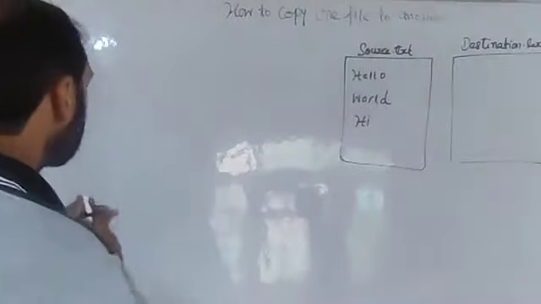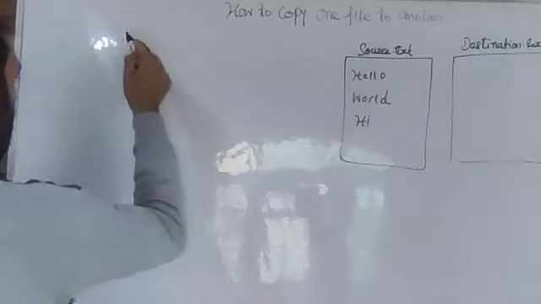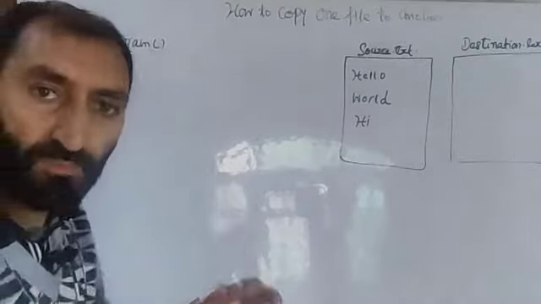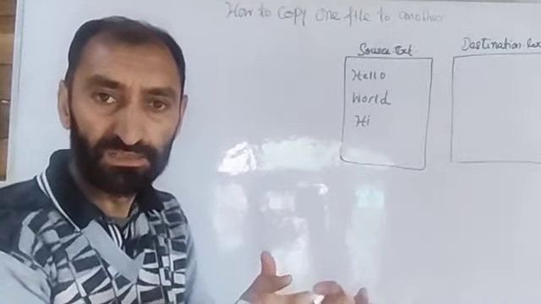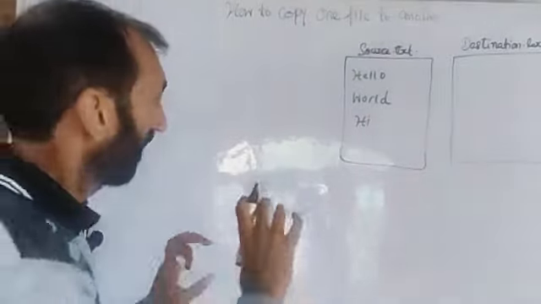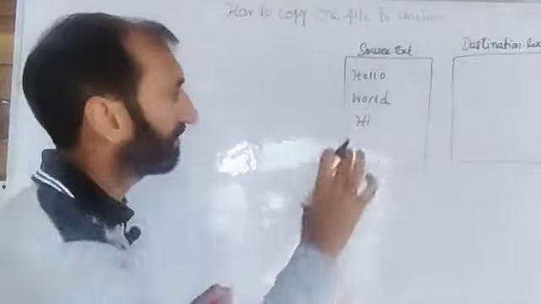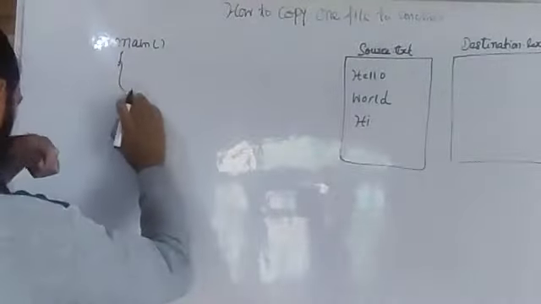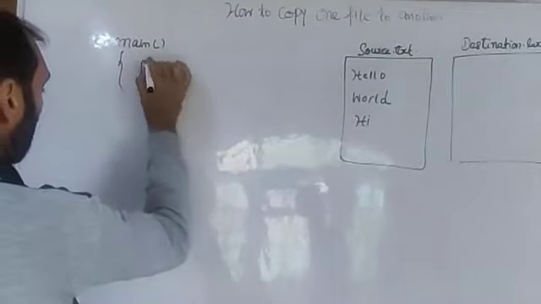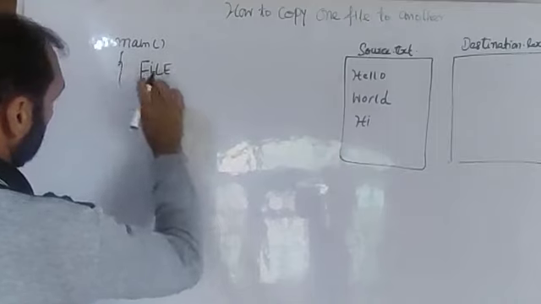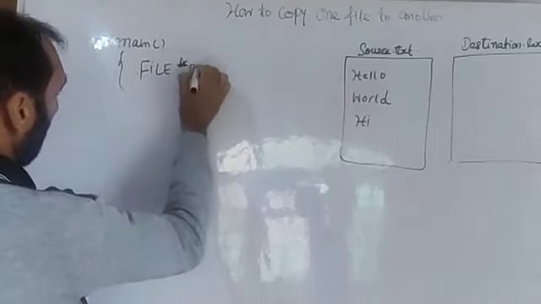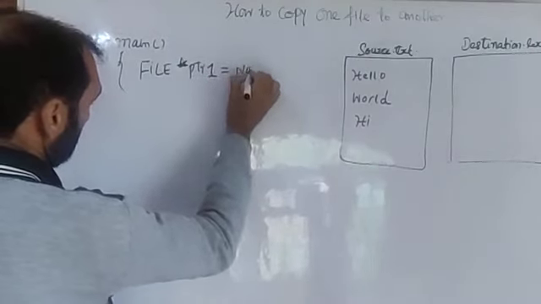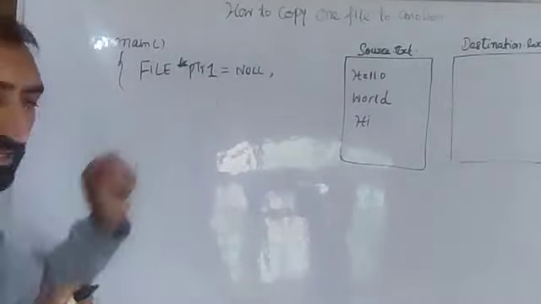So we will start here. We know that we can access files by using a file pointer, so we need two file pointers. First one is for the source file and second one is for the destination file. So we'll create a file pointer, ptr1, equal to, and initialize with NULL.